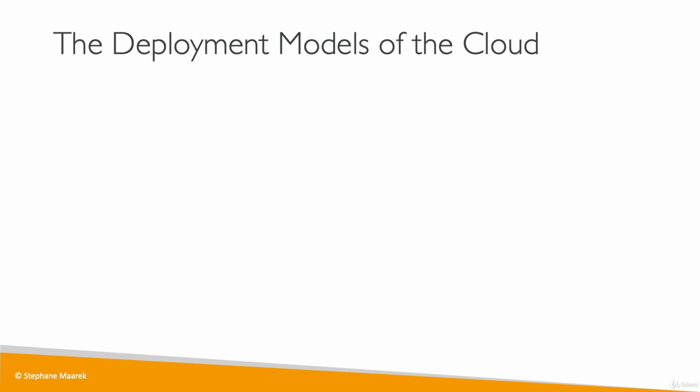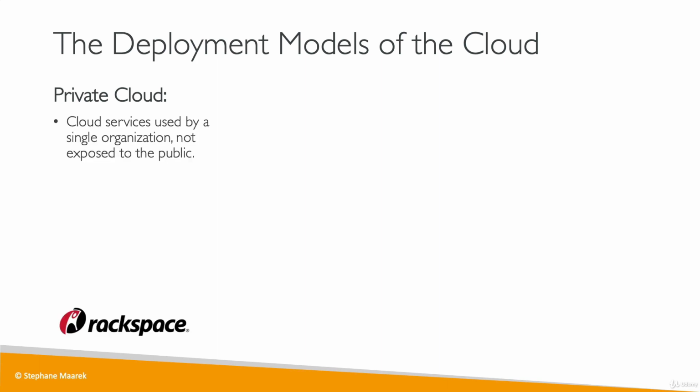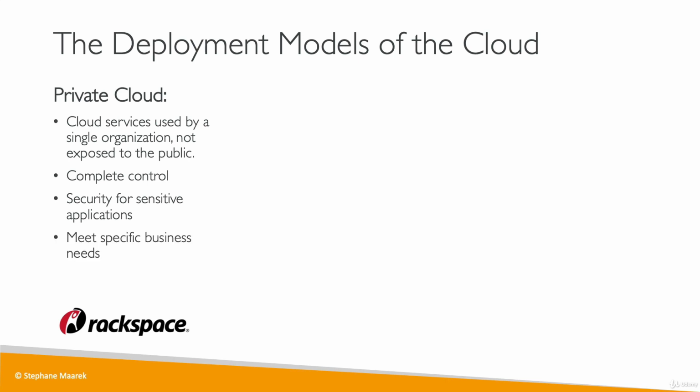There are different kinds of clouds out there. The first one is called a private cloud, and a provider could be Rackspace. These are cloud services used by a single organization. They're not exposed to the public. So you get your own private cloud, your own private data center. It's just managed by someone else. You still have complete control over it, and you have more security for sensitive applications, which may meet some specific business needs. This is out of scope for this course, but still good to mention.